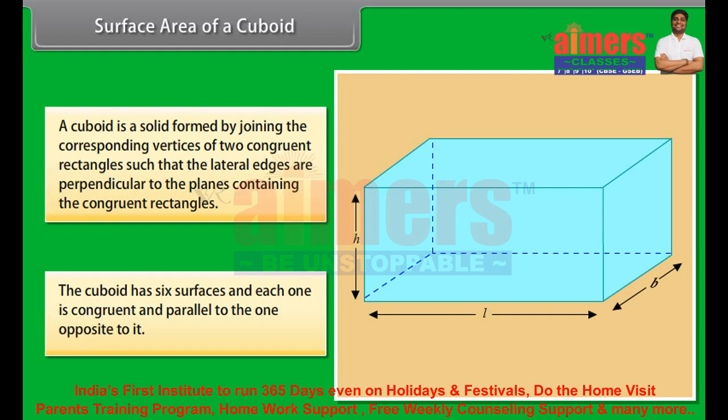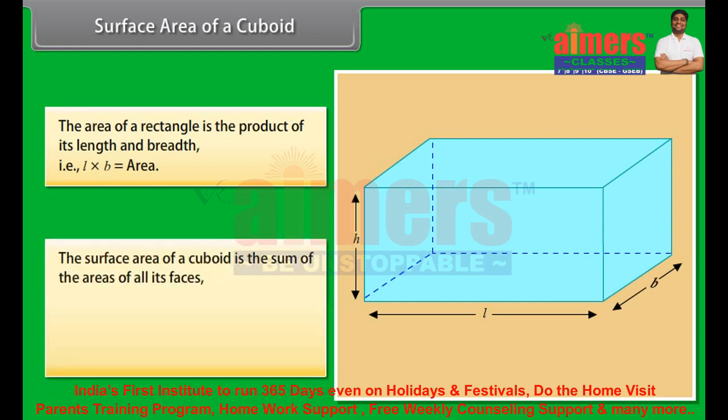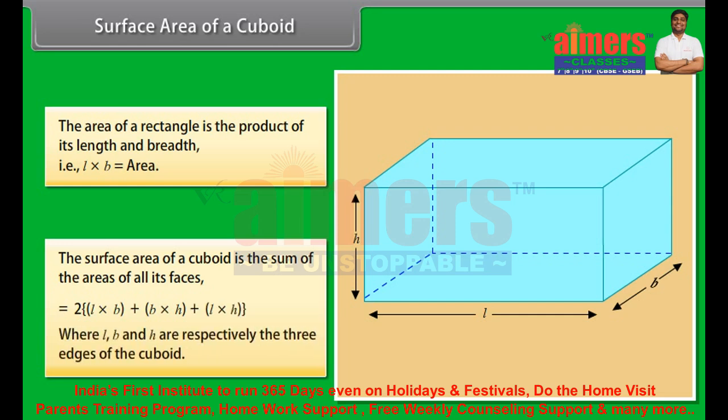We already know that the area of a rectangle is the product of its length and breadth. That is, L × B is equal to the area. Therefore, the surface area of a cuboid is the sum of the areas of all its faces, which is equal to 2(LB + BH + LH), where L, B, and H are respectively the 3 edges of the cuboid.